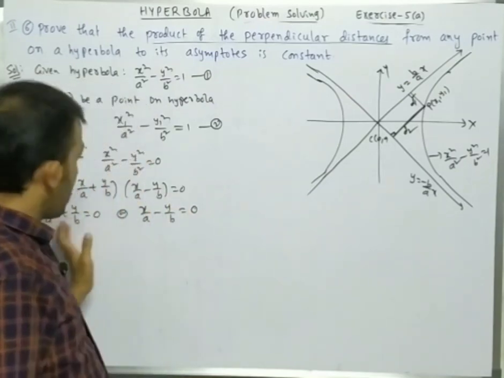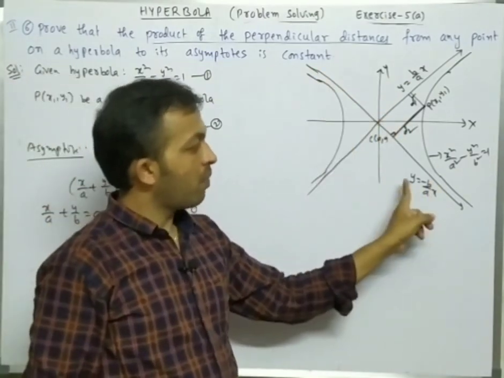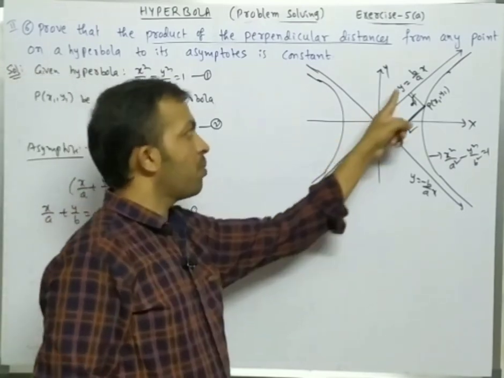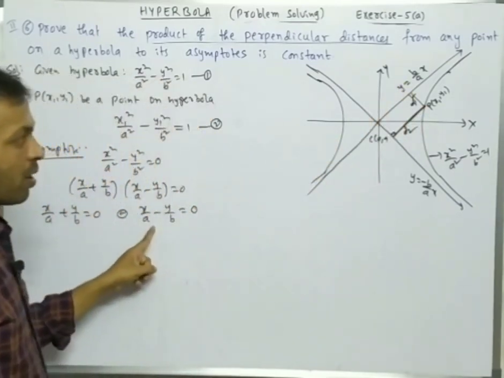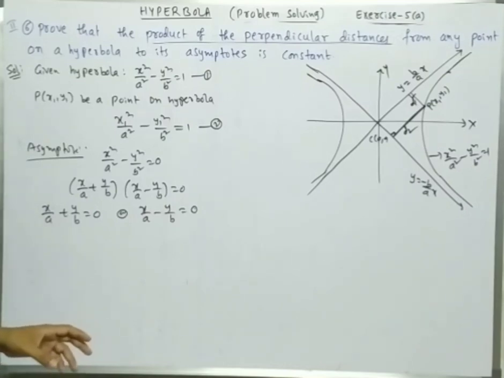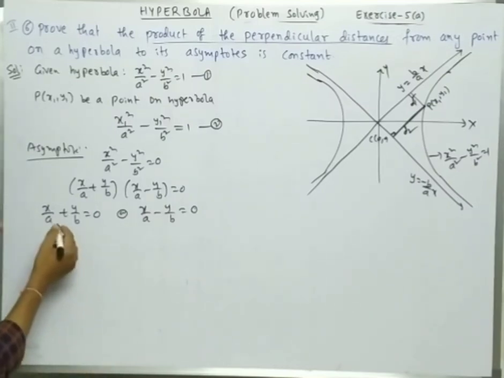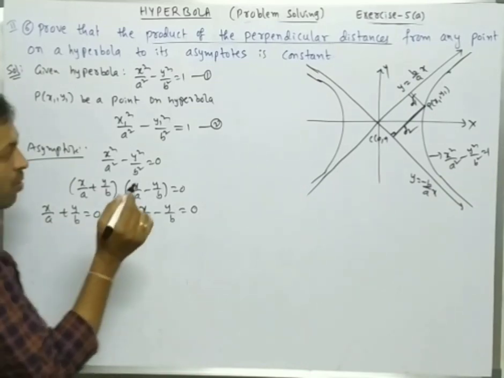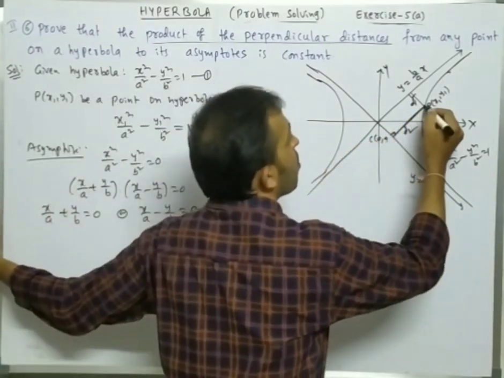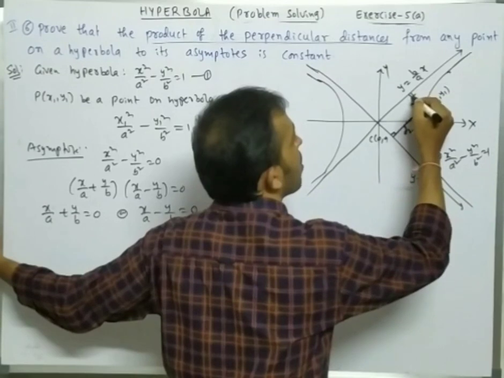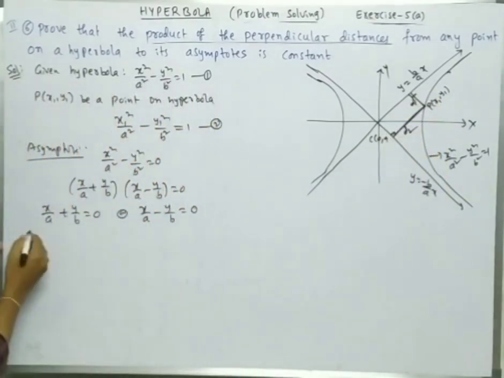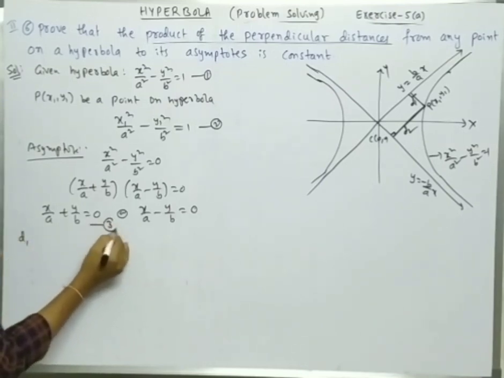This can be written like this: y equals minus b by a x is this one, and y equals b by a x is this one. Next, as these two are straight lines, we should find the perpendicular distance from the point P(x1, y1) to the first line. That is the d1 distance. This is equation number 3.